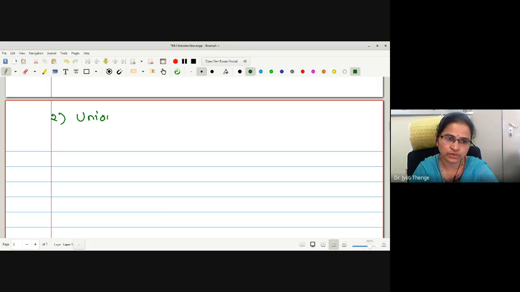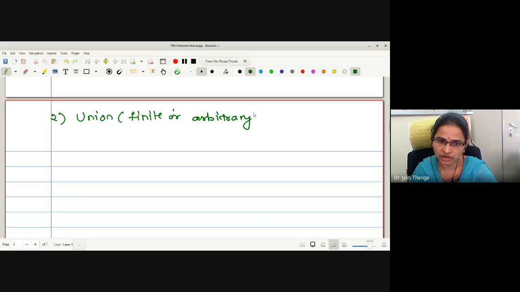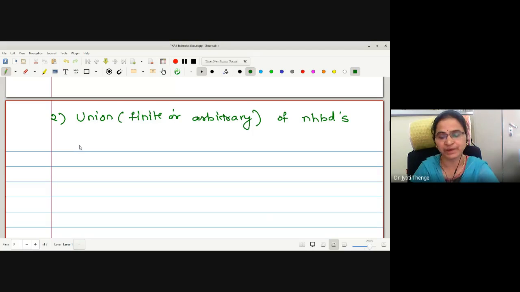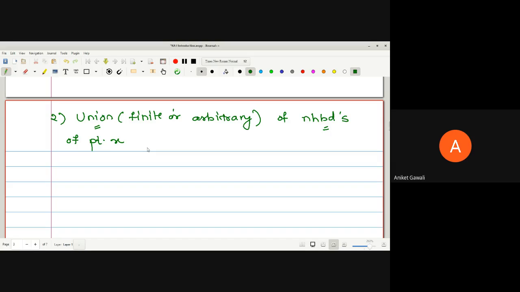Union of neighborhoods. The union may be finite or arbitrary. What is the meaning of finite and arbitrary in a union? Finite means a finite number of sets. Arbitrary means the number is not finite, it may be countable or infinite. So if I consider the union of neighborhoods of a point X, will it be a neighborhood again? Arbitrary or finite?